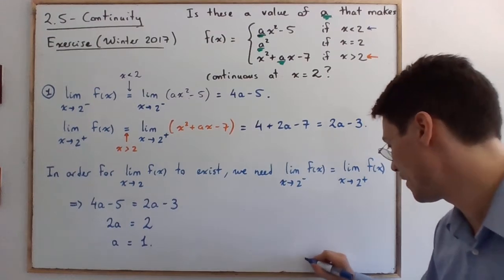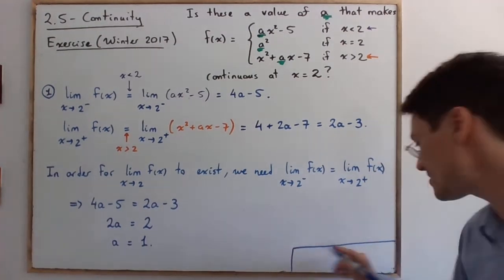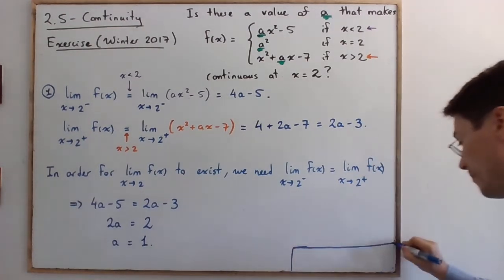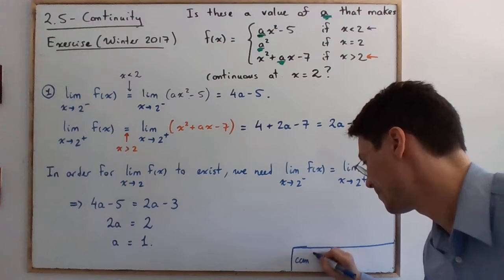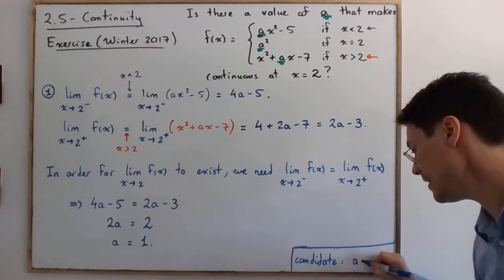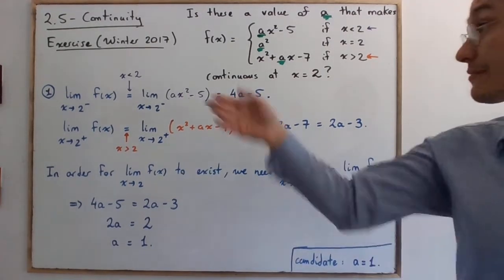Okay, so this is a candidate, by the way. We didn't finish the problem. So we have a candidate: a equals 1. Okay, now let's erase everything else.